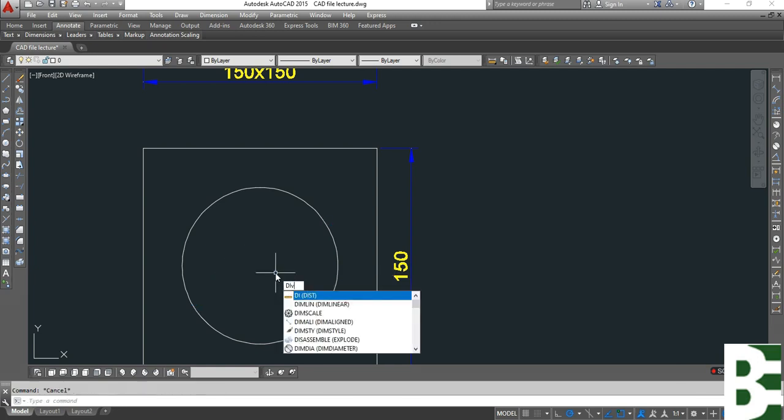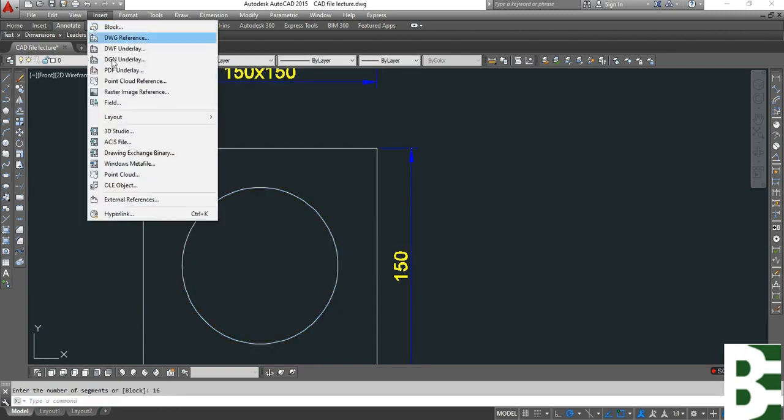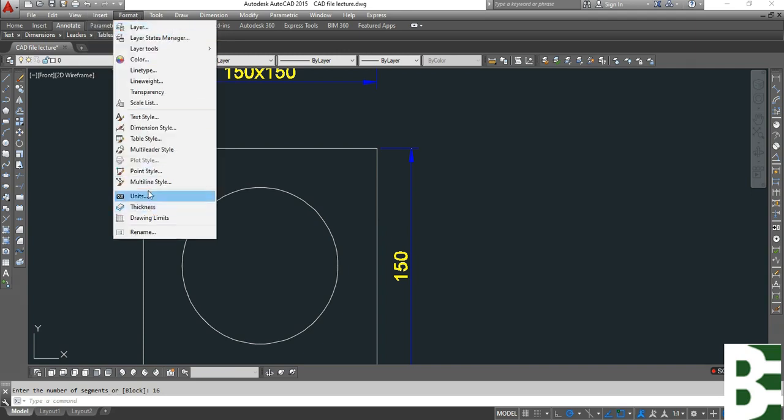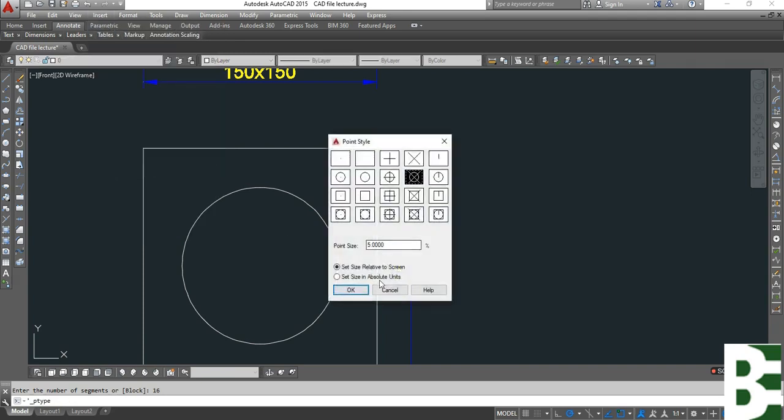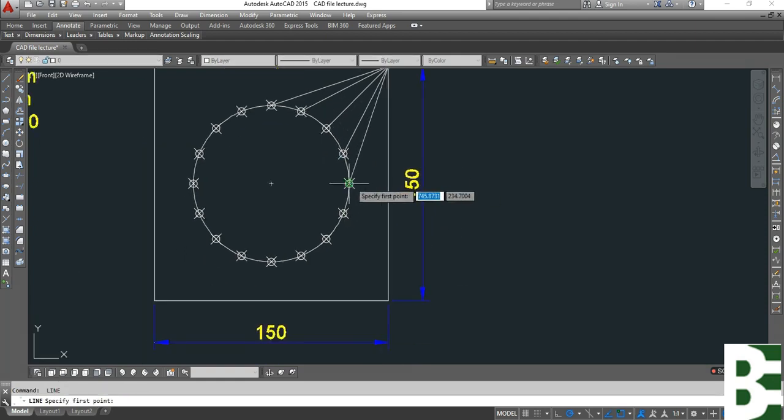Let's start the division of a circle. This division should be equal, you can say it should be divisible by 4. It means you can divide it into 4, into 8, into 12, into 16, into 20, 24, something like this. Otherwise the dimension will not be right.